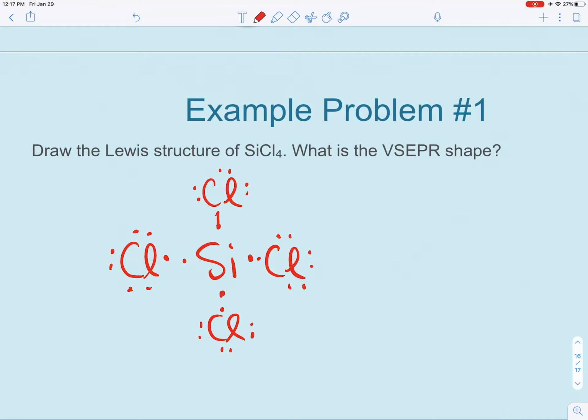So here we're going to draw our single bonds to connect all of our atoms. And so here we have 4 bonded. And remember, that is characteristic of a tetrahedral. Okay, so refer to the table on your worksheet or refer to these notes to help you with the worksheet.